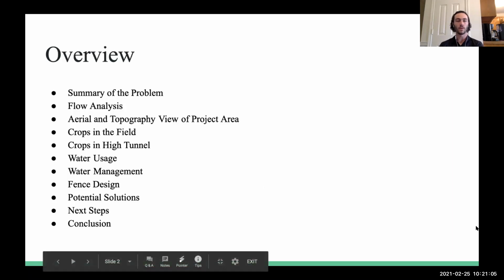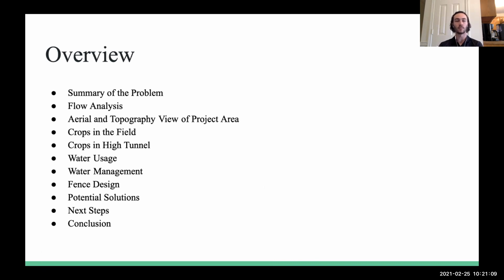An overview of our presentation. First is the summary of our problem, followed by a flow analysis. Then we have two different map views of our project area. After that is crop selection for the field versus high tunnel. Then we have the water usage to supply the crops.